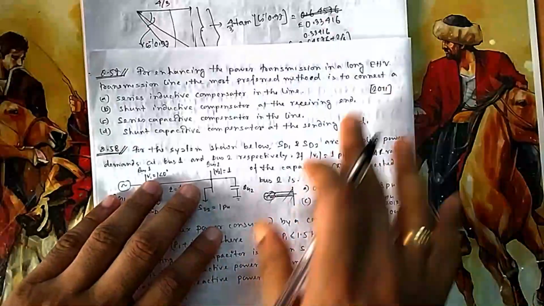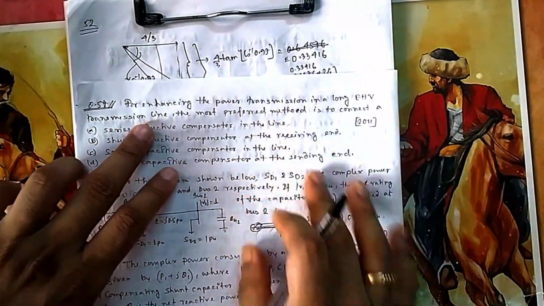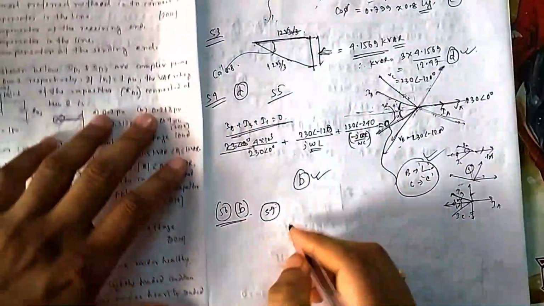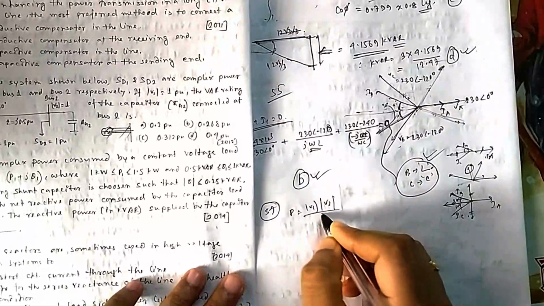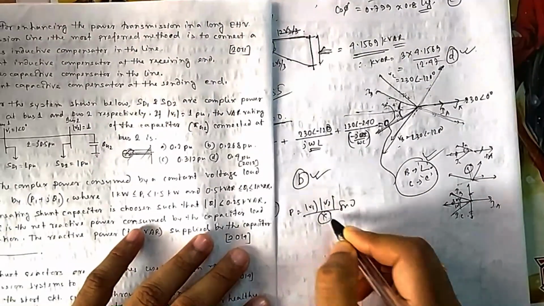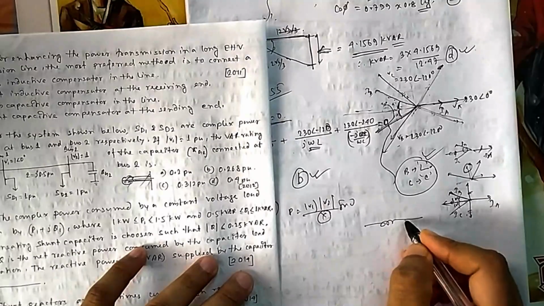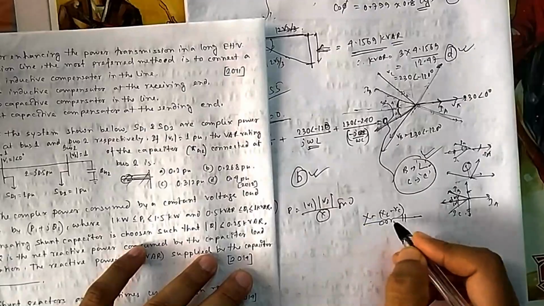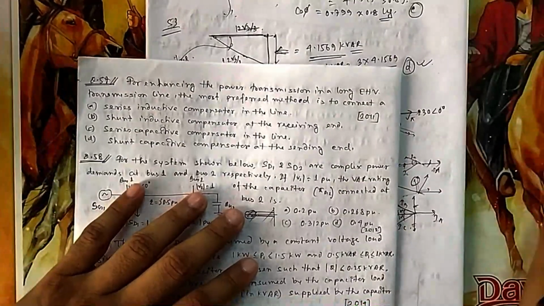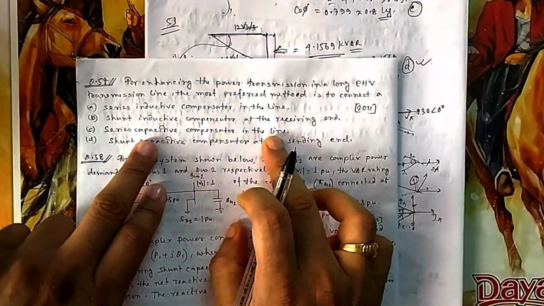For enhancing the power transmission in a long extra high voltage line, this one we have just now seen. Power is equal to V1 V2 by X into sin delta, the thing that we are talking about in 52 also. So if you want to increase it, you place a series capacitor so that XL in the line gets reduced. The net X will be XL minus XC. So it automatically gets reduced and your power transfer capability increases. So that's why it becomes your option C, series capacitive compensator in the line.